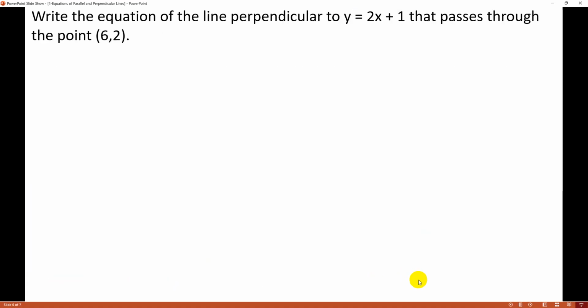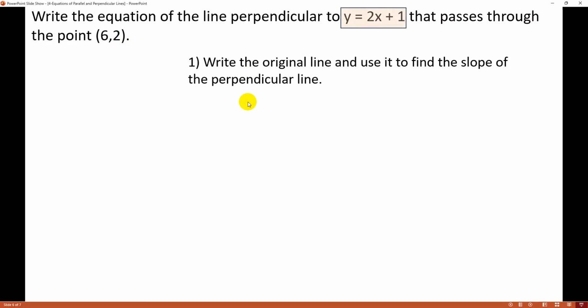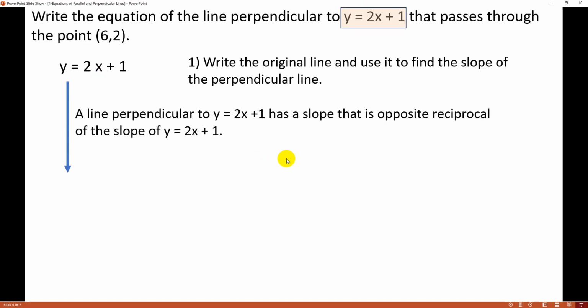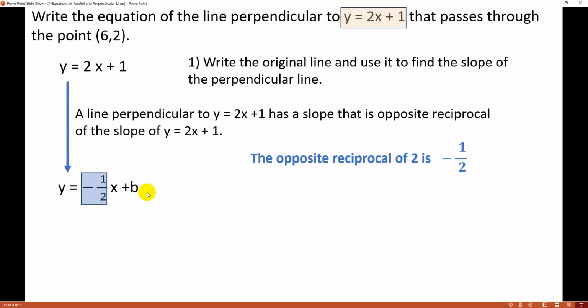Now let's see this other problem. Write the equation of the line perpendicular to y equals 2x plus 1 that passes through the point 6, 2. So first step is we copy paste the equation of the original line like this. Now a line that is perpendicular to this line has a slope that is the opposite reciprocal of 2. So the opposite reciprocal of 2 is negative 1 over 2. So this is the equation of the line perpendicular to the first one.